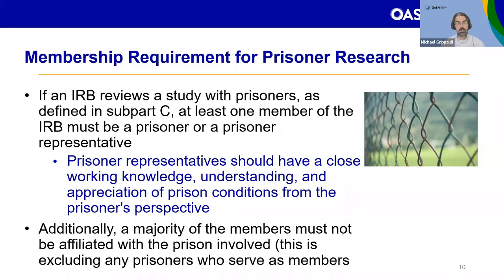The regulations also stipulate that the majority of the board cannot be affiliated with the prison. And later in this discussion, we'll talk about affiliation. I promise you, I realize I've brought that up a couple of times. But the most common ways to be affiliated are to be employed by that institution or being an immediate family member of someone who's employed by that institution. So like a child or a spouse. So most IRBs don't do prisoner research, but I just wanted to include this because it's an additional IRB membership requirement that you should be made aware of.